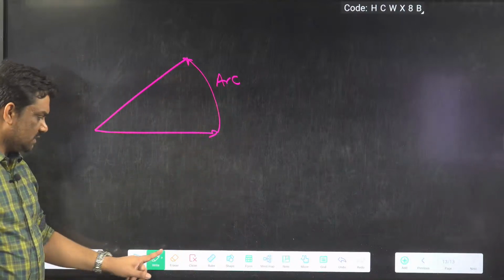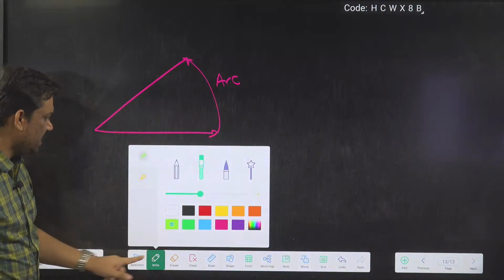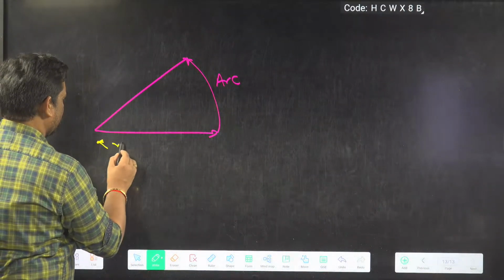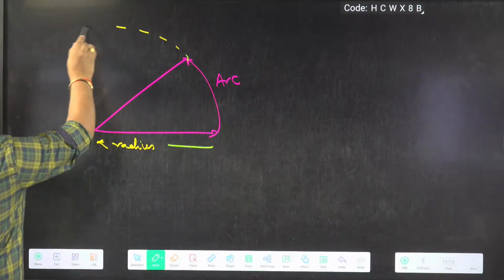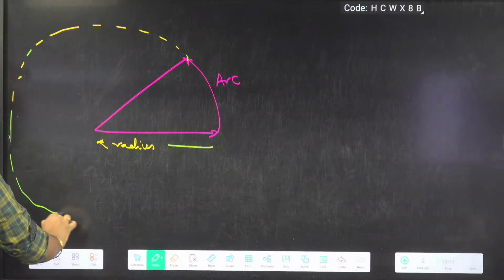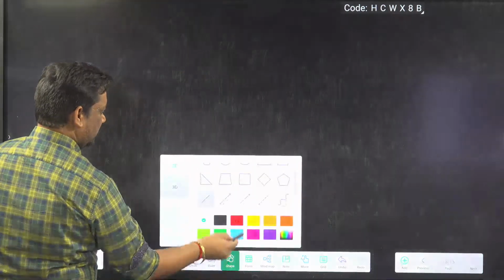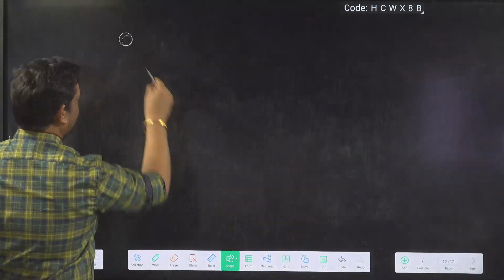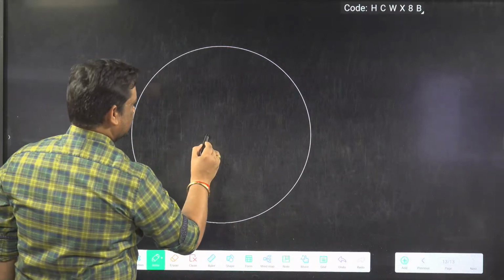Okay, this is the arc length, or in simple words, arc, and this one is basically your radius, because I am completing the full cycle. So in the triangle, I can write here that if I take this one, it will be the perfect one. Yes, so we can write this is the center here.